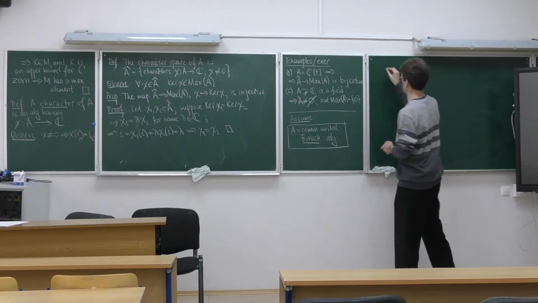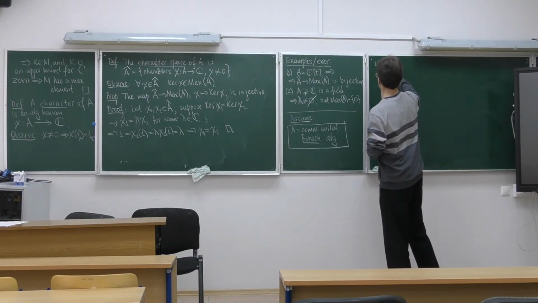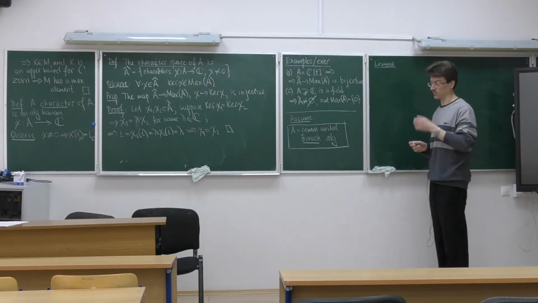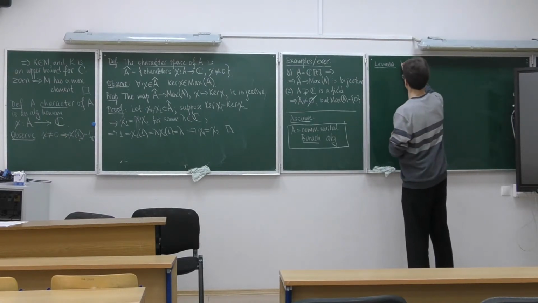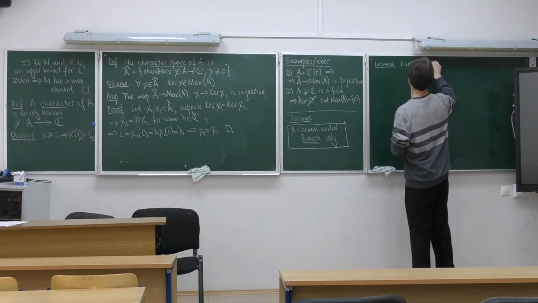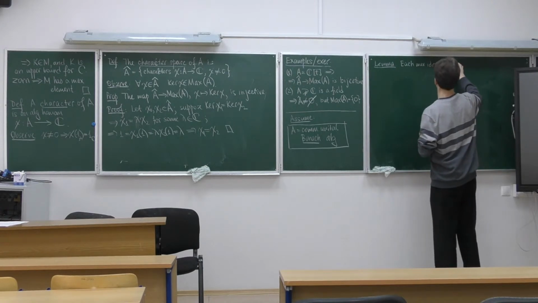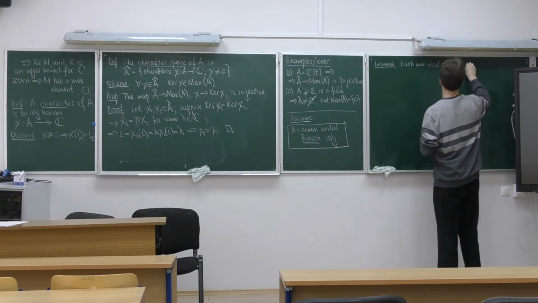We have the following useful lemma, which states that each maximal ideal of A is closed. Each maximal ideal of a commutative unital Banach algebra is closed in A.